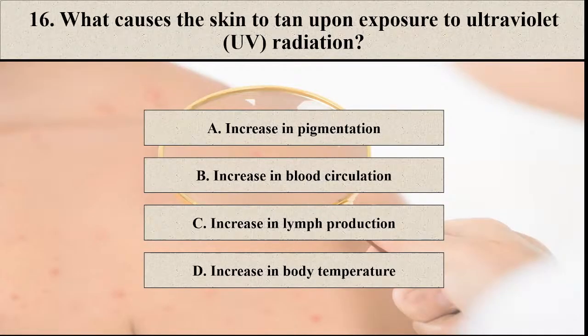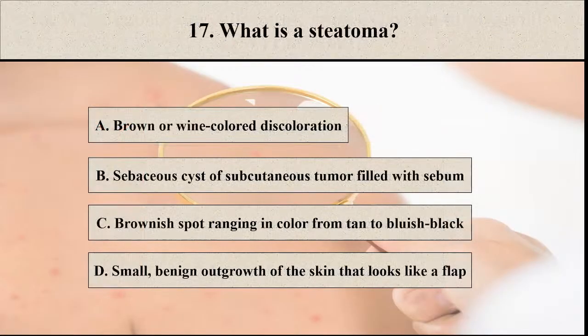What causes the skin to tan upon exposure to ultraviolet UV radiation? Increase in pigmentation, increase in blood circulation, increase in lymph production, increase in body temperature. If you chose A, increase in pigmentation, you are correct.